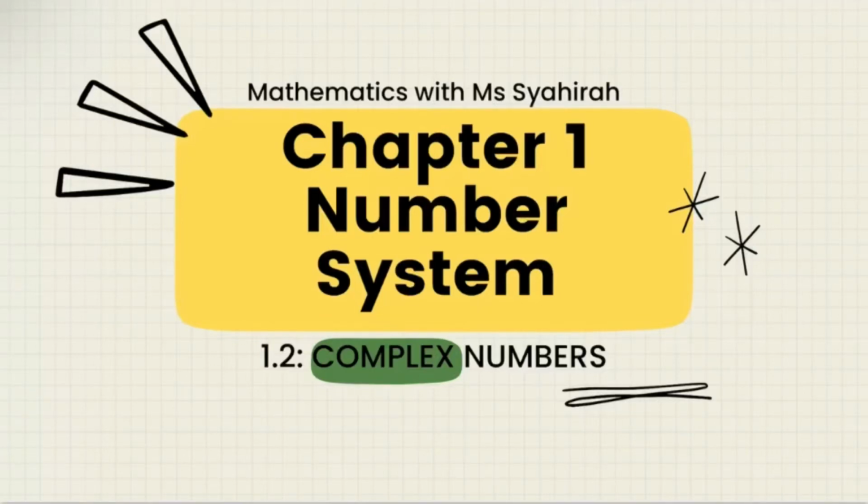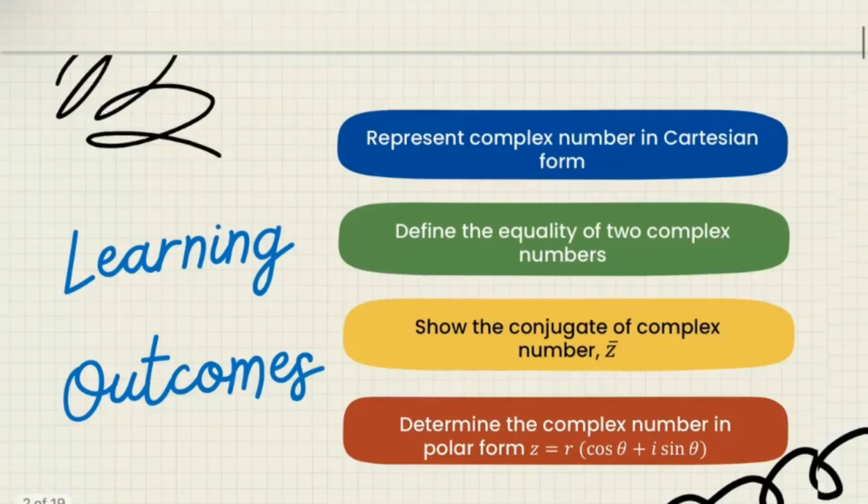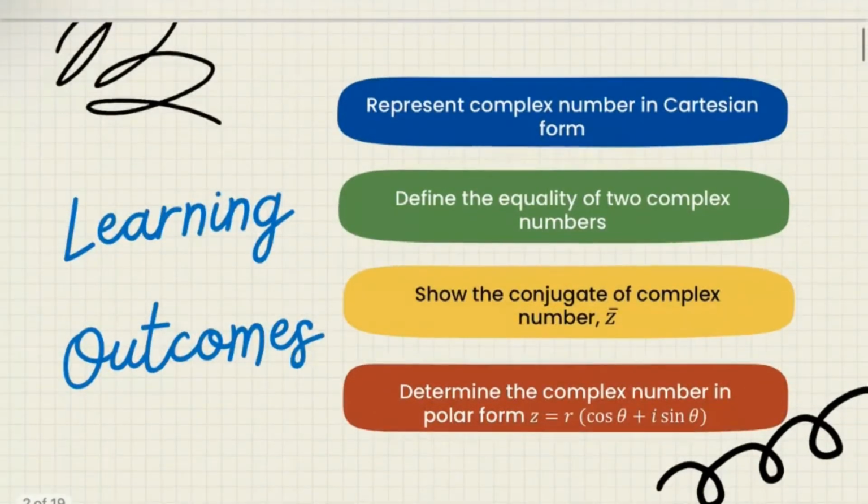Okay, complex number dia simple je, tapi dia agak complicated sedikit lah kalau tak faham. So let's look at the learning outcomes untuk complex number. Semua dengar? Okay. Boleh guna nota yang saya bagi tu, sebab kita akan gunakan example yang sama lah. Cuma nanti ada sedikit beza explanation sahaja.